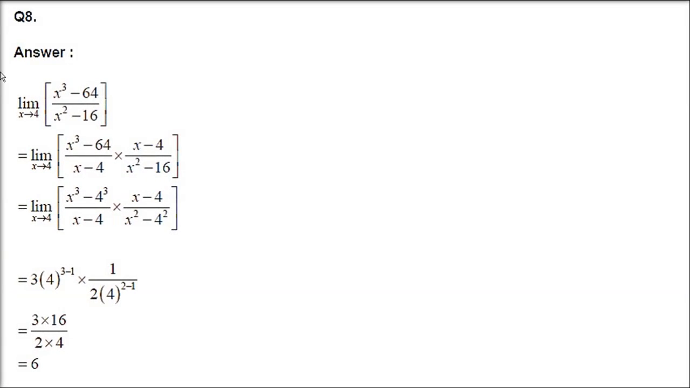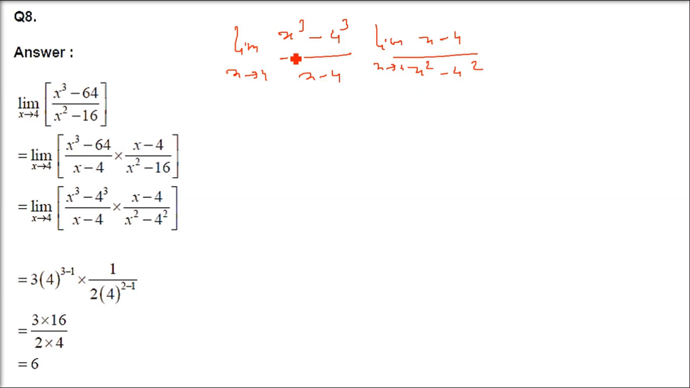Question number 8 here. x cube minus 64 divided by x square minus 16. It's quite clear. We'll deal with the numerator and denominator separately and try to make them into a formula which we know. So x cube minus 64 is 4 cube, and x square minus 16 is 4 square. Just add x minus 4 by yourself, because it is eventually going to cancel. This is the limit. One will come in the numerator, the other one will be in the denominator, because it will be inverted.